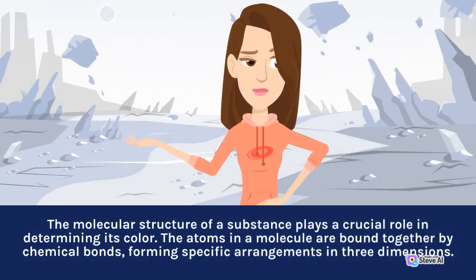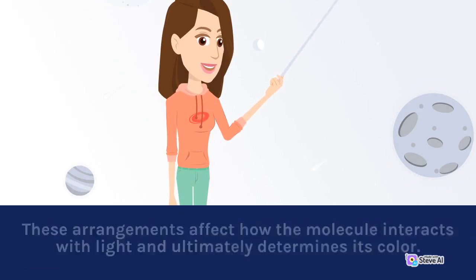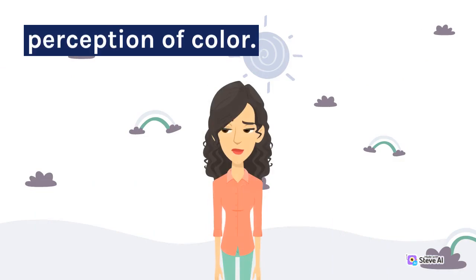The molecular structure of a substance plays a crucial role in determining its color. The atoms in a molecule are bound together by chemical bonds, forming specific arrangements in 3 dimensions. These arrangements affect how the molecule interacts with light and ultimately determines its color. One of the key factors that influence the color of a molecule is the presence of certain chromophores. Chromophores are responsible for absorbing specific wavelengths of light and giving rise to the perception of color.